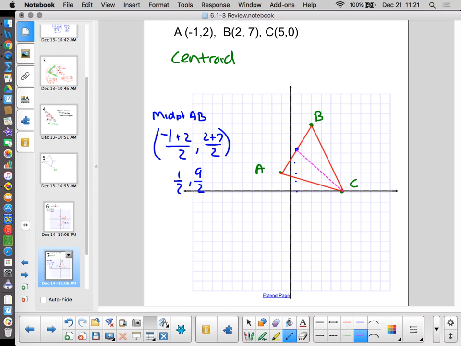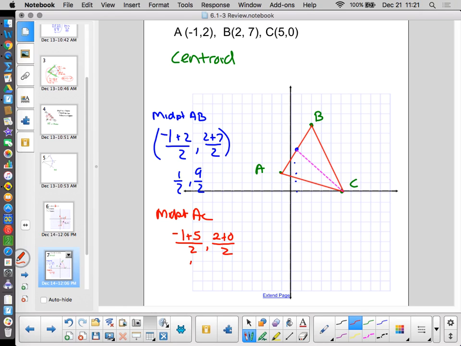Next, I find the midpoint of AC. So that's (-1 + 5)/2, (2 + 0)/2. So that's 4 over 2, 2 over 2, or (2, 1), is that point right there. Again, I'm going to connect my dots, vertex to the point on the opposite side, and where those two intersect, I could construct the third one if I wanted to, but where they intersect, if we've drawn carefully, is the point (2, 3), which is the location of my centroid.